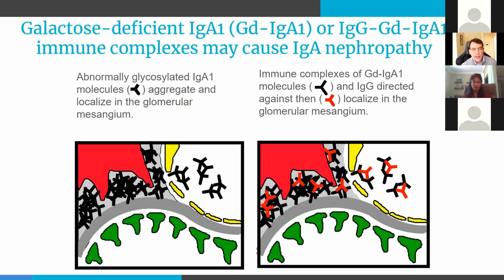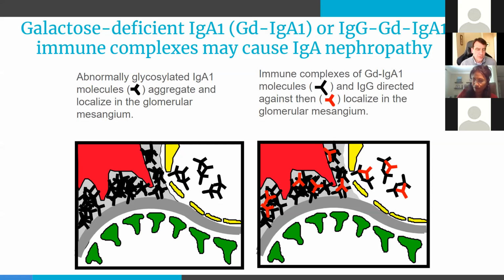So what might happen is that there are two lines of thought. One of them is that if the IgA1 molecule doesn't have as much sugar, maybe it's more sticky and more likely to deposit in the glomerulus. Or if there are IgG antibodies to the galactose-deficient IgA1, that now big blob of IgG and IgA stuck to each other gets caught in the filtering system and deposits in the kidney.